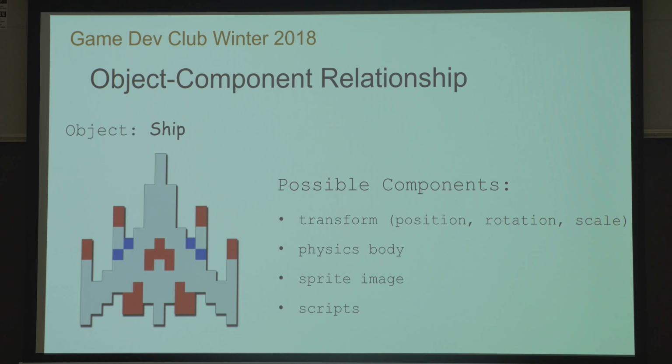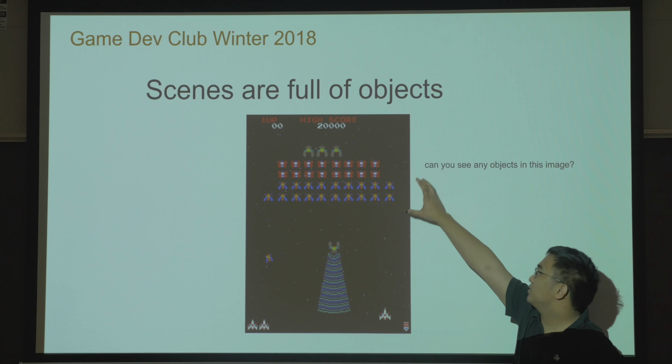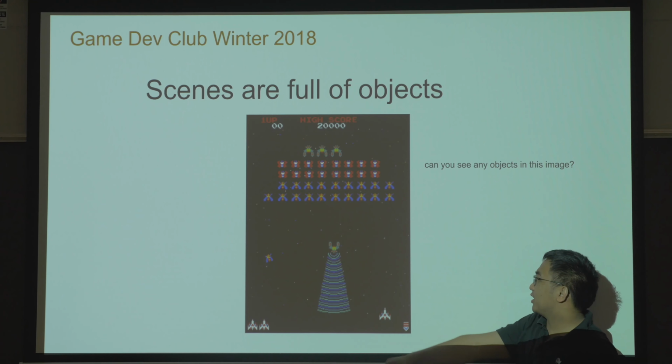Now, scenes are full of these objects. So we have a ship here. In terms of objects on the screen, you have your ship, you have the enemies, you have this wavy thing. Even the stars in the background and the UI are also objects.